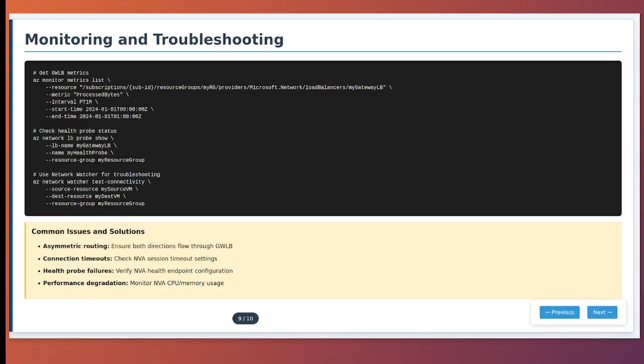The diagnostic checklist I always follow. First, verify health probe status. Are all NVAs healthy? Second, check metrics for any anomalies in traffic patterns. Third, use Network Watcher to trace packet flow. Fourth, review NVA logs for processing errors. Fifth, check for any Azure service health issues in your region. This systematic approach usually identifies the root cause quickly.